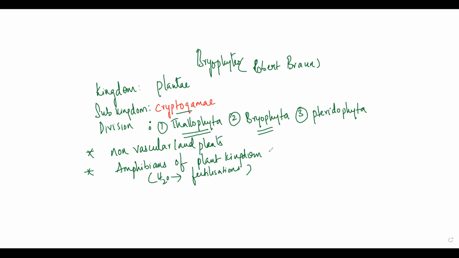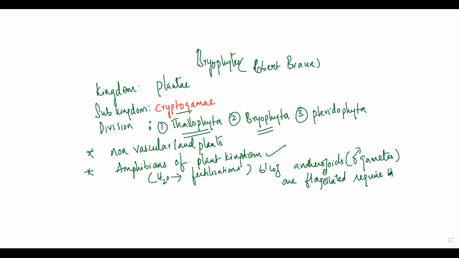These amphibians of the plant kingdom, the bryophytes, require water for fertilization because the antherozoids, which are the male gametes, are flagellated. Secondly, they require water for movement. They require water for fertilization because they need to swim.